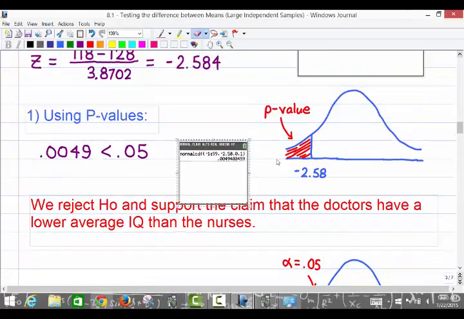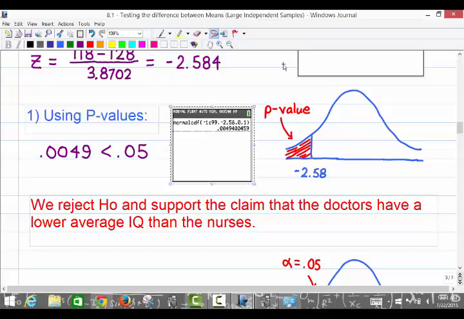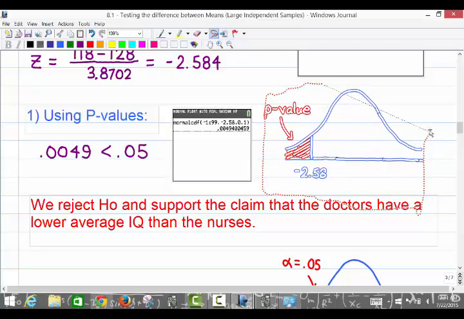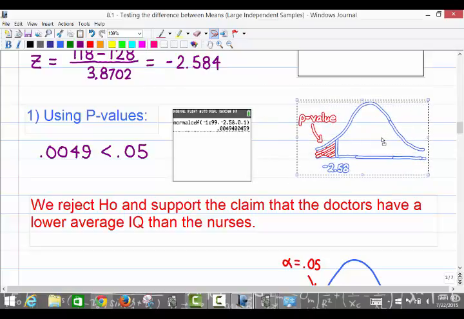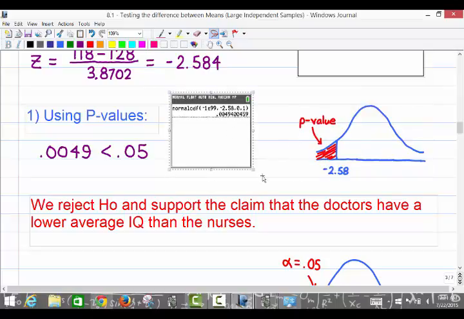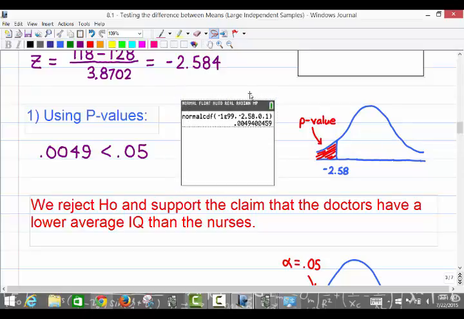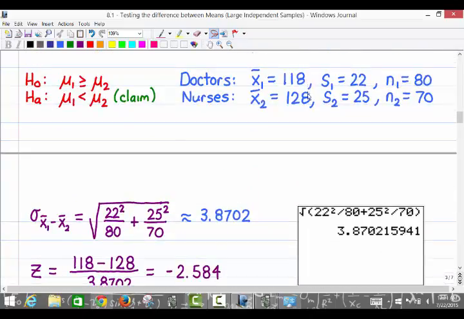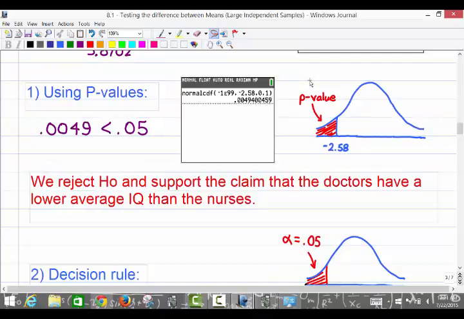By definition, if your p-value is less than your alpha, your level of significance, you reject. I do believe that 0.0049 is going to be less than 0.05. Therefore, we reject the null, and we do support the claim that the doctors' IQs, on average, are less than the nurses'. Okay, so that's really all there is to it.